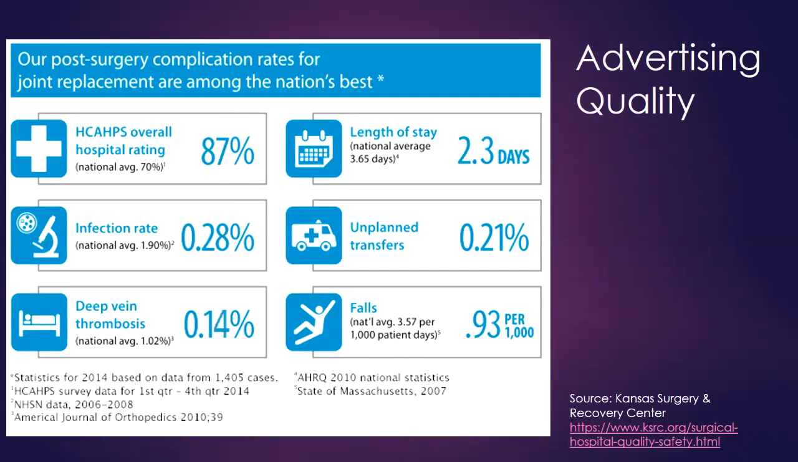This slide is just one example of how some facilities are starting to use quality measures in advertisements. So this is from the Kansas Surgery and Recovery Center, and they say our post-surgery complication rates for joint replacement are among the nation's best. And then they provide the statistics that show that their overall rating is higher than the national average, while their infection rate and DVT rates are lower, and that they also have shorter lengths of stay, a small proportion of unplanned transfers, and a low fall rate.